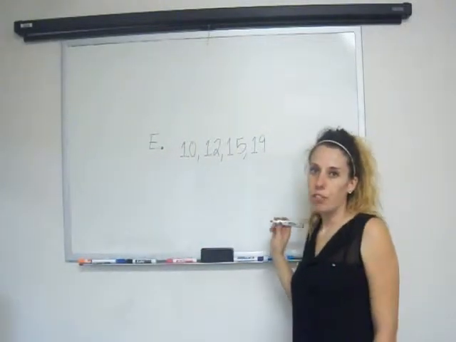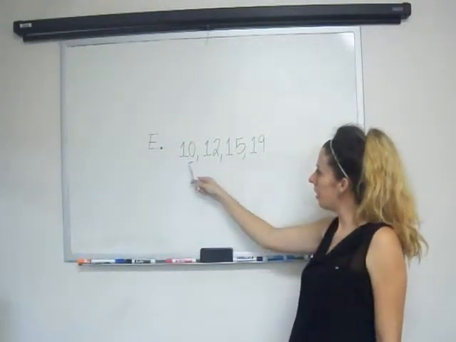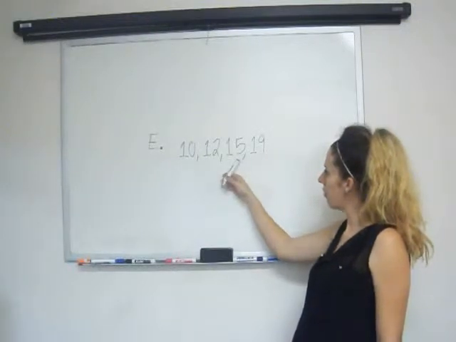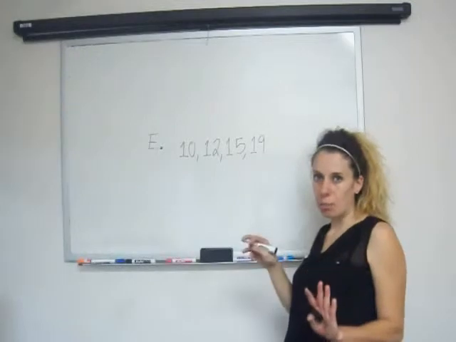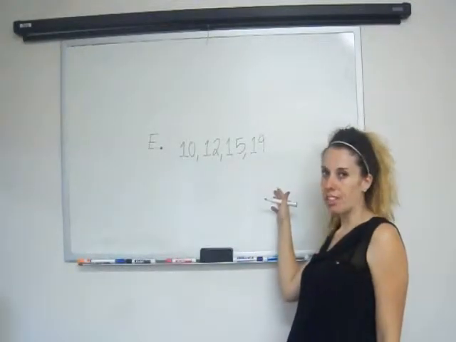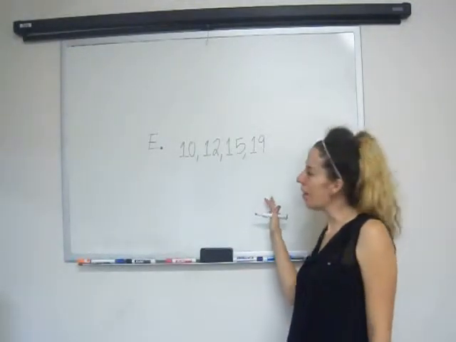Okay, so for E, it gives us 10, 12, 15, and 19. If you want to go ahead and try this one on your own, press pause, and I'm going to go through the example, but then you can check your work after, okay?